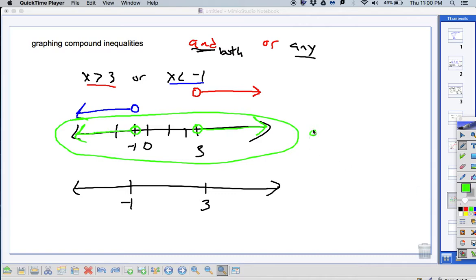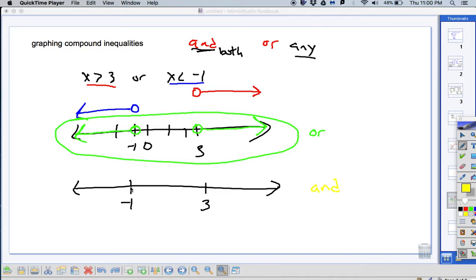So this was for "or". And let's do it in yellow. This is going to be "and". So for "and" I want where both exist. Well, to the left of -1, only blue exists, not both exist. So we're not going to include to the left of -1.